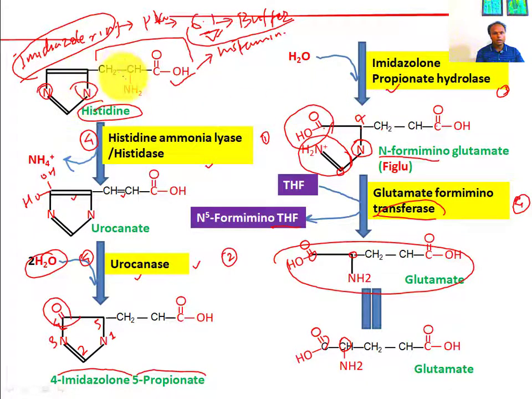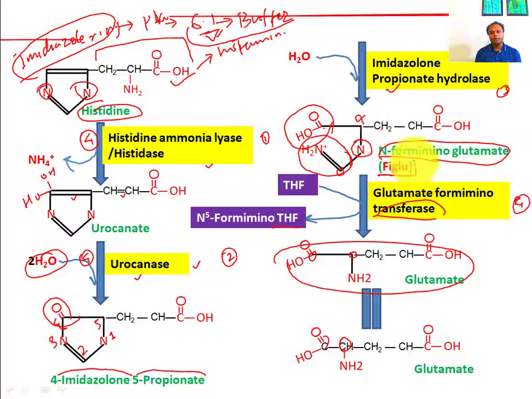First step is histidase will remove this ammonia. Second is urocanase. First is histidase, or histidine ammonia lyase, will remove this ammonia, and this is a lyase reaction. Water is not utilized, so ammonia will be removed, deamination through histidase, and this will insert a double bond, and hydration of this double bond produces imidazolone 5 propionate, and this imidazolone 5 propionate will undergo hydrolysis to produce N-formimino glutamate.